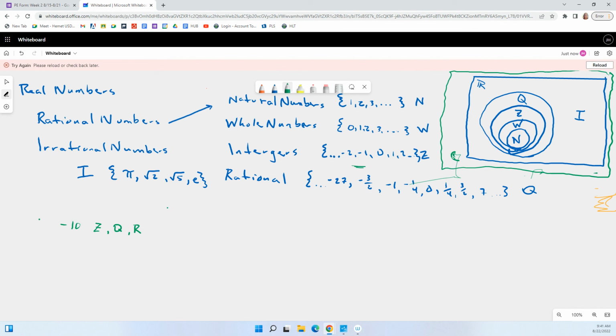I just want you to understand that the real numbers are huge. They're infinite. They go on forever and ever, but they are all part of the real number system.